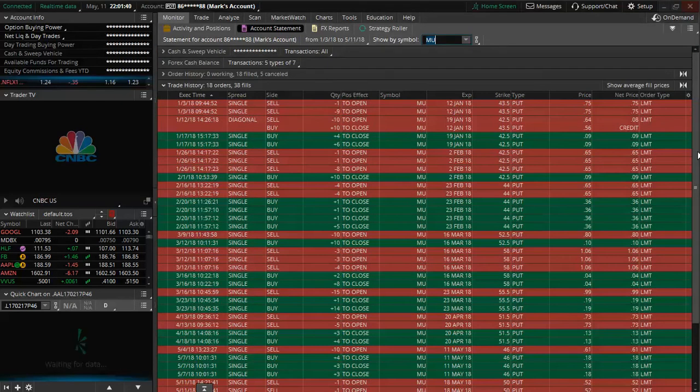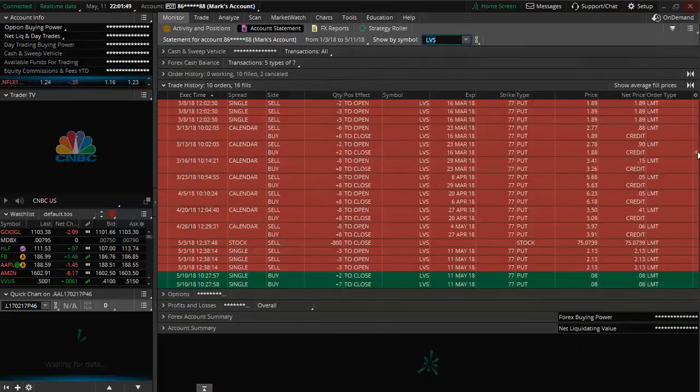Let's see. Another question I had was around when assignment happens. So that email I showed where I got assigned the shares of Las Vegas Sands on May 3rd. Assignment always happens after hours. Even if the buyer of that option notifies their broker during trading hours that they want to exercise that option, it doesn't happen right then. All assignment happens overnight, and you'll get notified at some point in the morning.